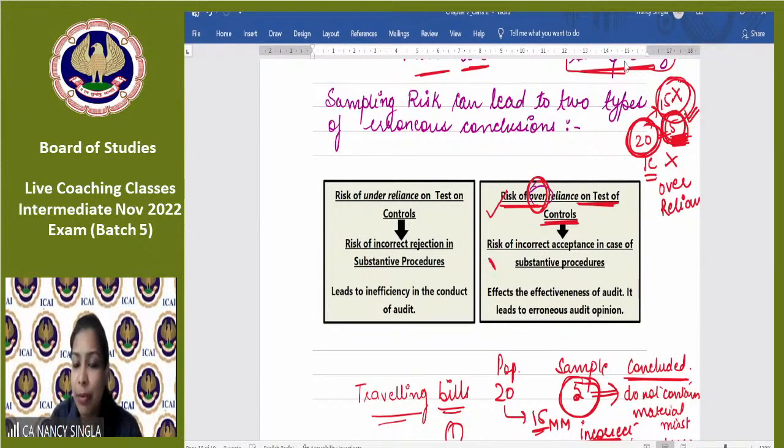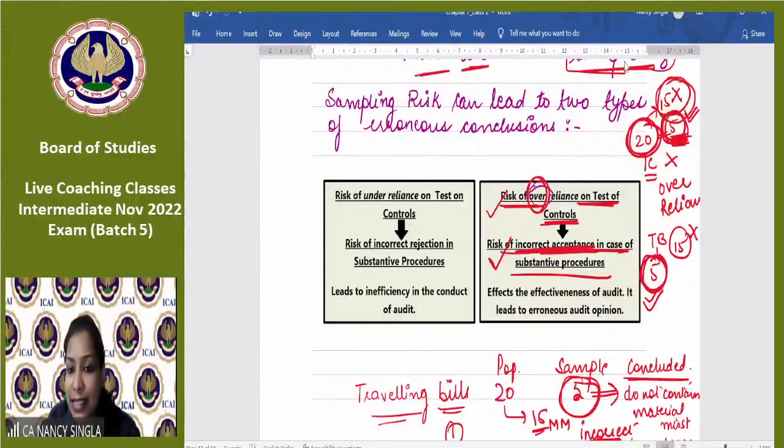Same way, the example we discussed for what? Traveling bills. Risk of incorrect acceptance in case of substantive procedure. Traveling bills में auditor took a sample of 5, which were all correct. But the fact is that 15 में तो बहुत ज़्यादा mistake है. But since he has checked these 5 and he found no problem, there is an incorrect acceptance in case of substantive procedures. Because उसने extrapolate कर लिया ना on the entire 20. So in this case, it affects the effectiveness of audit. It leads to erroneous audit opinion.